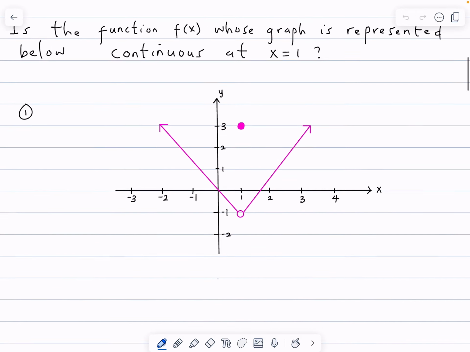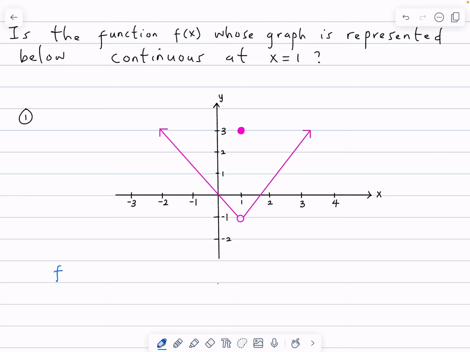So now what is f of 1? First of all, just identify where 1 is on the x-axis. So what is f of 1? You just trace up to that dotted point. F of 1 is just going to be 3, because if you trace it to the y-axis, that's 3. Okay, so that's f of 1. Now let's find the limit of f of x as x approaches 1.